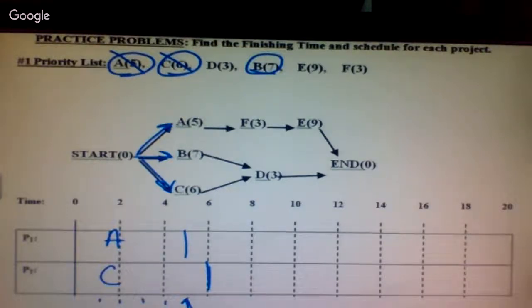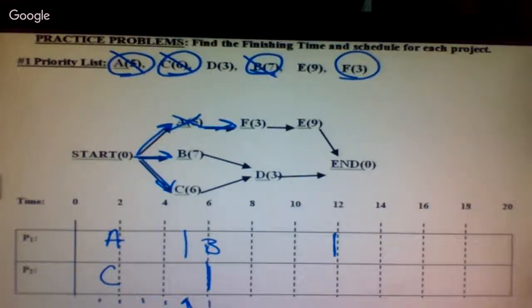Processor 1 stops here at 5. What task are they finished with? A. Okay, that leads into F. So F is now ready. So I circle it in my list. Okay, I have 2 ready tasks, but only 1 open processor. Which one should be scheduled next? B. So we're at 5, adding 7, we're going to 12.